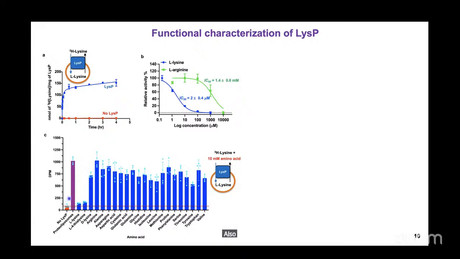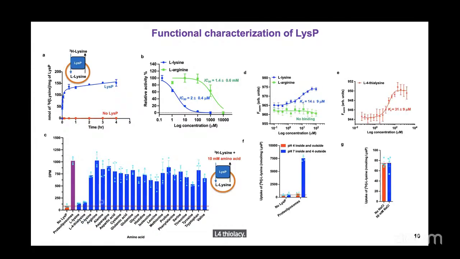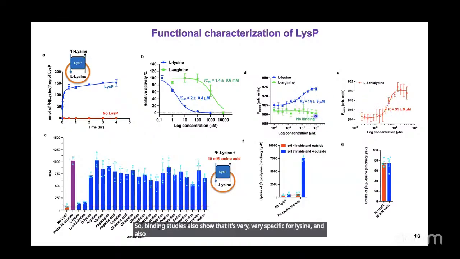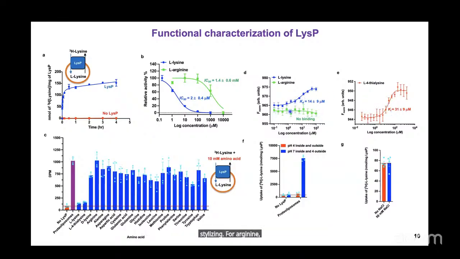Also, we tried to compete with cold amino acids, 10 millimolar. None of these could inhibit the transport of lysine except for an analog of lysine, which is L-4-thialysine. So binding studies also show that it's very, very specific for lysine and also thialysine. For arginine, there was no binding seen in this concentration range.